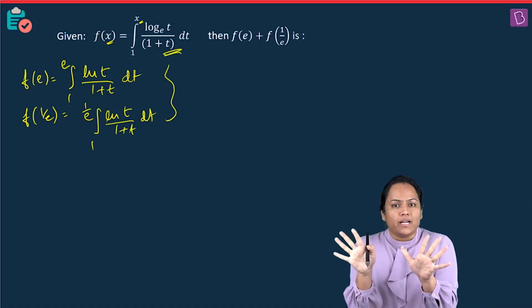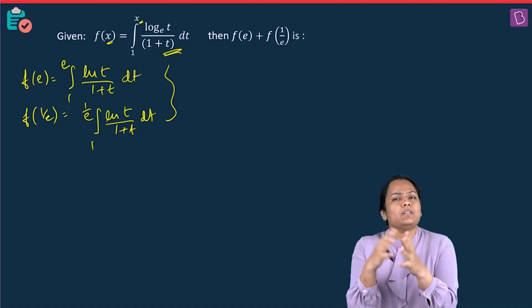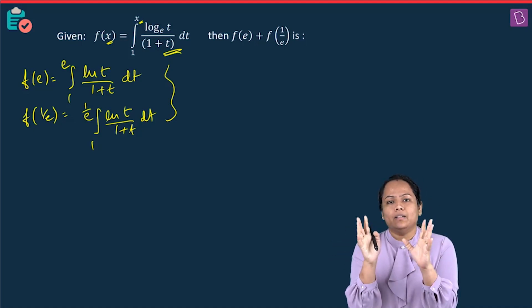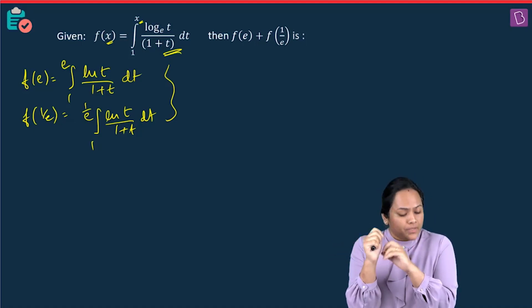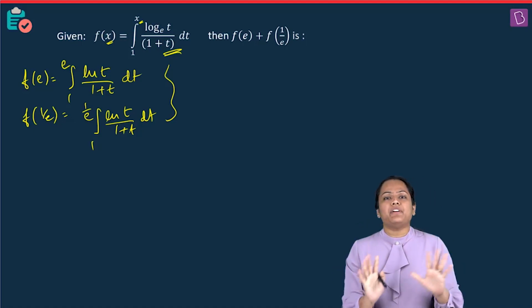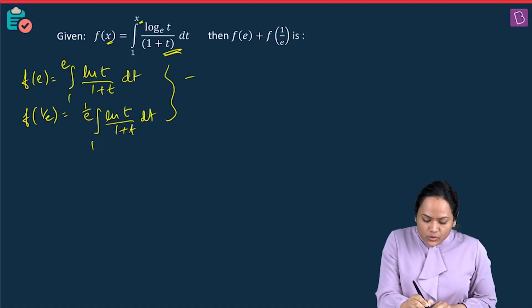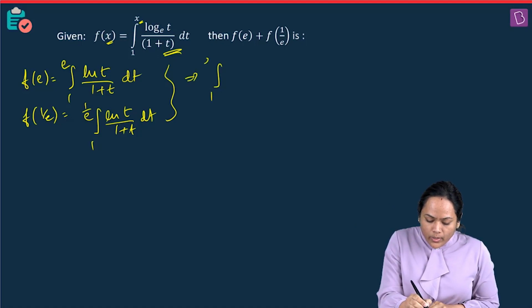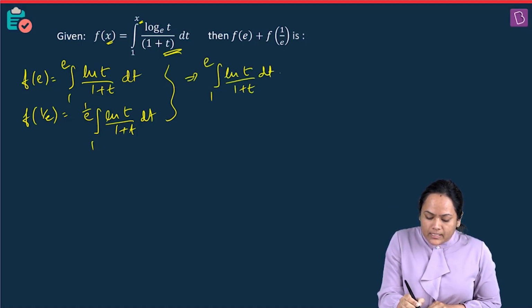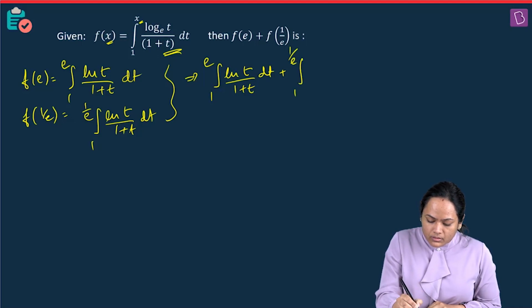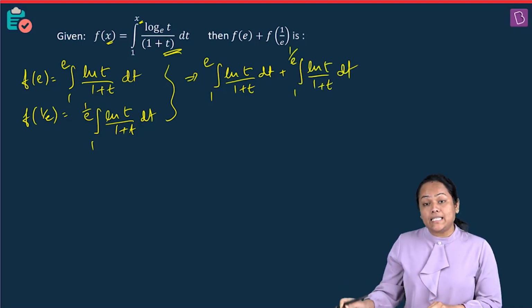No, we cannot solve that, right? ln t upon 1 plus t, we cannot integrate it directly. So what should I do? Well, I'll just write f of e plus f of 1 by e first. So when I write, it's going to become integral from 1 to e of ln t divided by 1 plus t dt plus integral from 1 to 1 by e of ln t divided by 1 plus t dt.